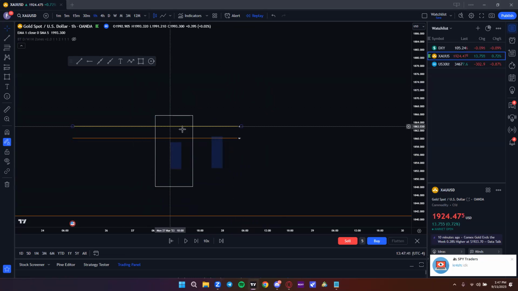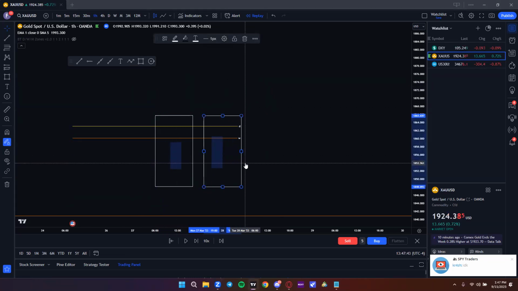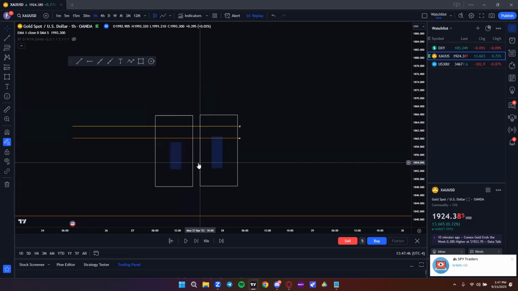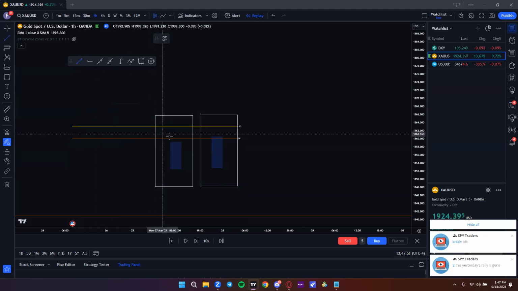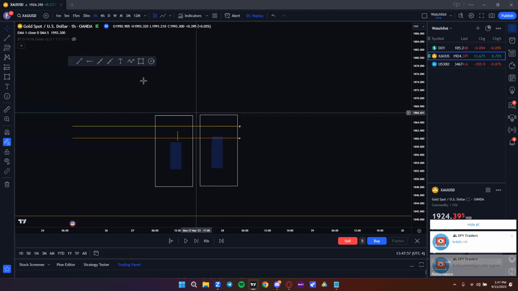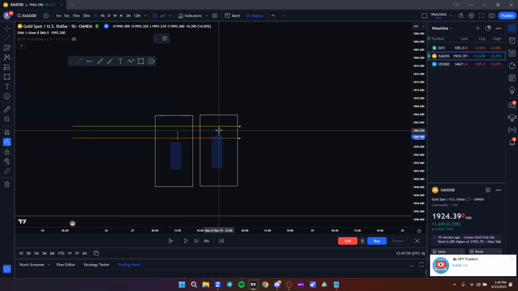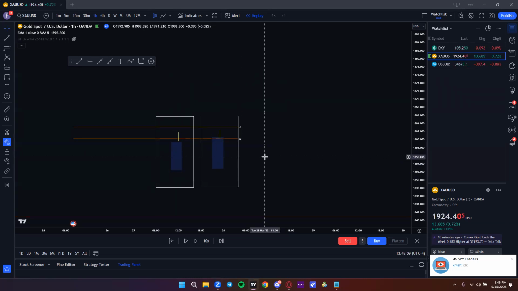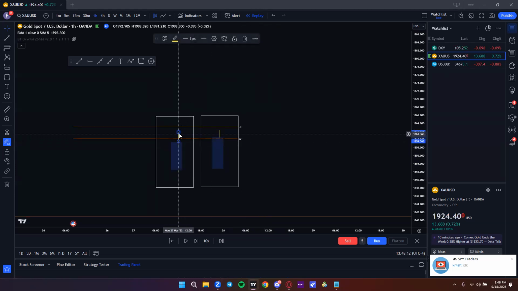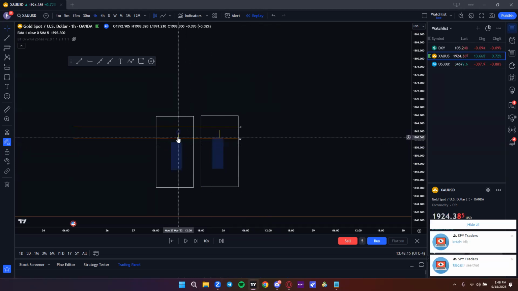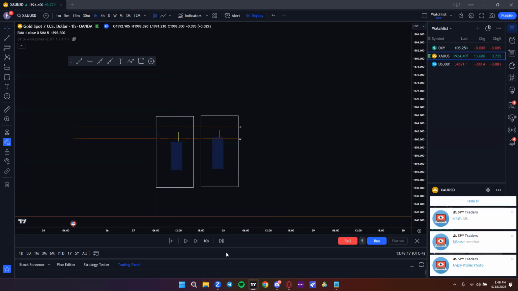All right, so there's two scenarios. This is scenario one. Scenario one is going to be considered your rejection, and scenario two is going to be your breakout. So when you have a rejection, well, actually, let's consider the breakout first. Breakout is easier to explain.